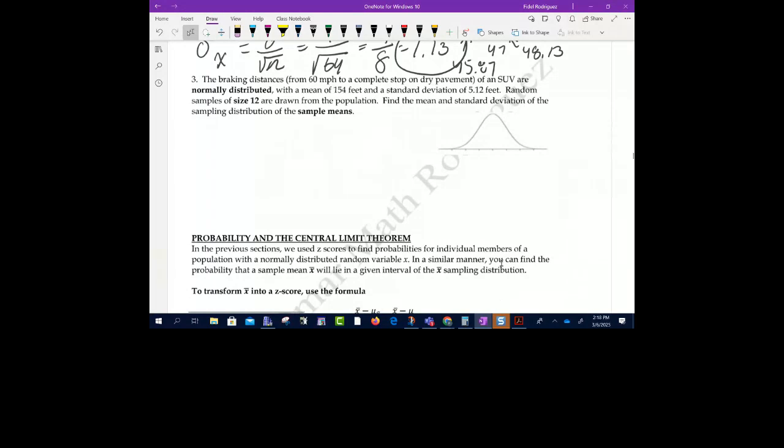It says the braking distances from 60 miles an hour to a complete stop on dry pavement of an SUV are normally distributed with a mean of 154 feet. Okay, I'm going to stop right there, my friends. First thing I'm going to do, my average is 154 feet with a standard deviation of 5.2 feet. Okay, let's think about this for a little bit, y'all. Today's a pretty day, right? There's no rain in the forecast, nothing like that.